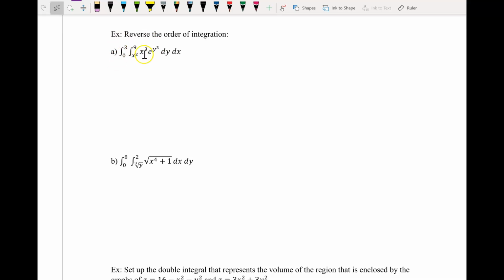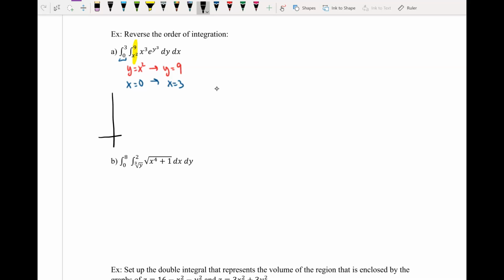In order for us to do that, we first have to figure out what the region should be. So we're going to take this inner integral to try to figure out exactly what is happening. Here you can see that your y values are going from y equals x squared to y equals 9. And then my x values, which is the outside part, go from x equals 0 all the way to x equals 3. So what we're going to do is attempt to draw the region.